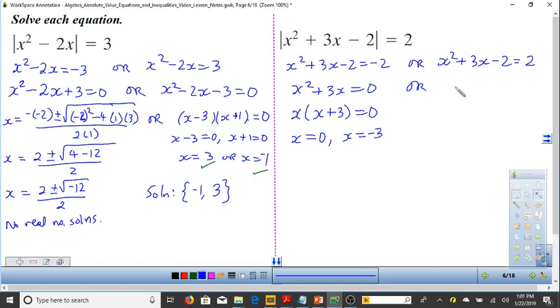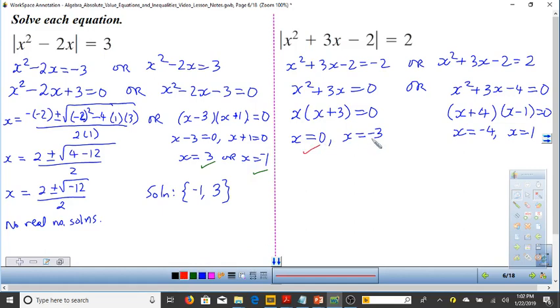Over here, subtract 2 from both sides, I get x squared plus 3x minus 4 equal to 0. And that also can be factored as x minus 1 and x plus 4. So I set each part equal to 0, get x equal to negative 4, or x equal to 1. So now we have 4 possible answers to try. I try 0. 0 squared plus 3 times 0 plus negative 2 is negative 2. Absolute value of negative 2 is 2. So that one works.